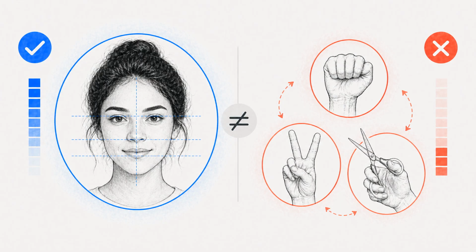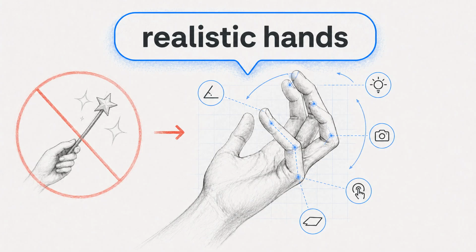Hands do not have one standard view. A fist, a peace sign, and a hand holding scissors are all the same object in very different shapes. Prompts are powerful, but they are not magic anatomy controls. If you write realistic hands, the model knows you want better hands, but those two words do not specify exact joint angles, finger positions, lighting, camera angle, and what each finger touches.